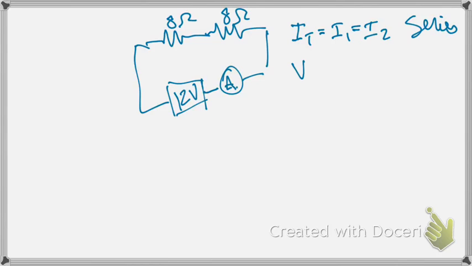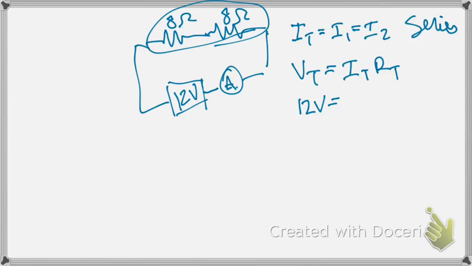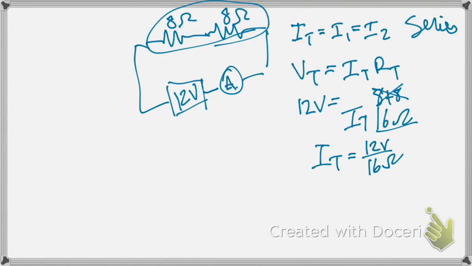Now, to get I total, we're going to do the same thing we did last time. I total times R total is V total. V total is 12 volts. R total in series is just the simple sum of those two, so it's 8 plus 8, or 16 ohms. So I total is equal to 12 volts divided by 16 ohms. Divide this over to this side. So I think that's 3/4 of an amp, or 0.75, which is answer A. All right, on to the next page.